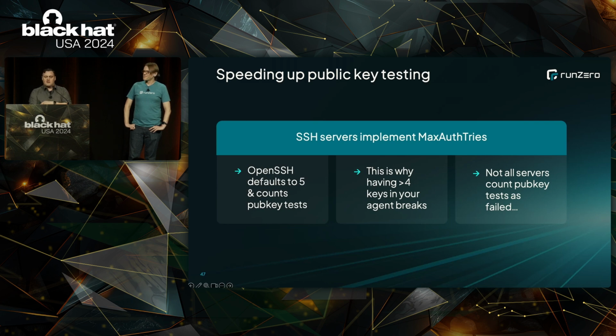OpenSSH defaults to 5 authentication attempts before it disconnects you. So if you have more than 4 keys in your key ring and you try to SSH to a machine running OpenSSH, you get disconnected before it gets to the right key, and it's really annoying. So that's why you can't really have more than 4 keys in your SSH agent typically.